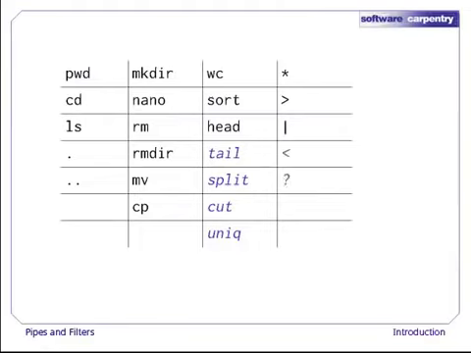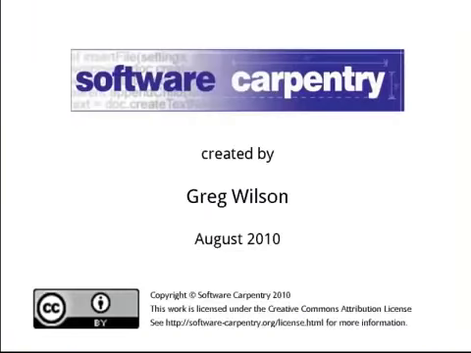Again, once this episode is over, please take a moment to find out what 2 other characters do: less than, which redirects input, and question mark, a wildcard that matches a single character instead of any number. In our next episode, we'll have a look at how Unix controls who can do what to files and directories.